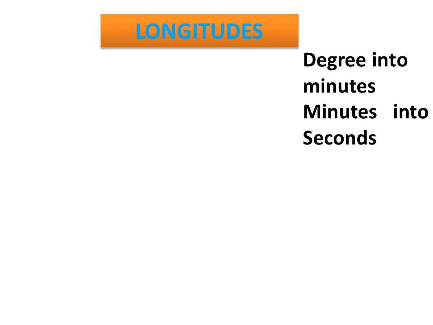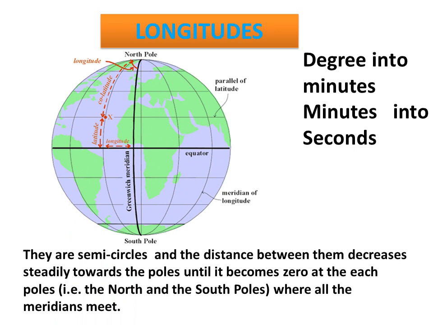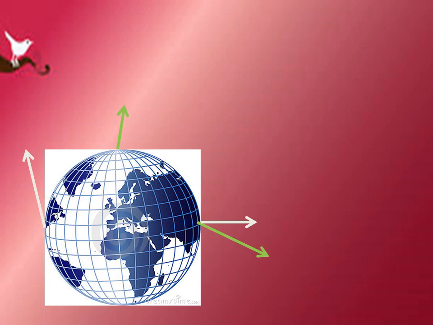Each degree is further divided into minutes and minutes into seconds. Thus, they are semicircles and the distance between them decreases steadily towards the poles until it becomes zero at the poles, that is the north and the south poles, where all the meridians meet. Unlike parallels of latitude, meridians are all of the same length.